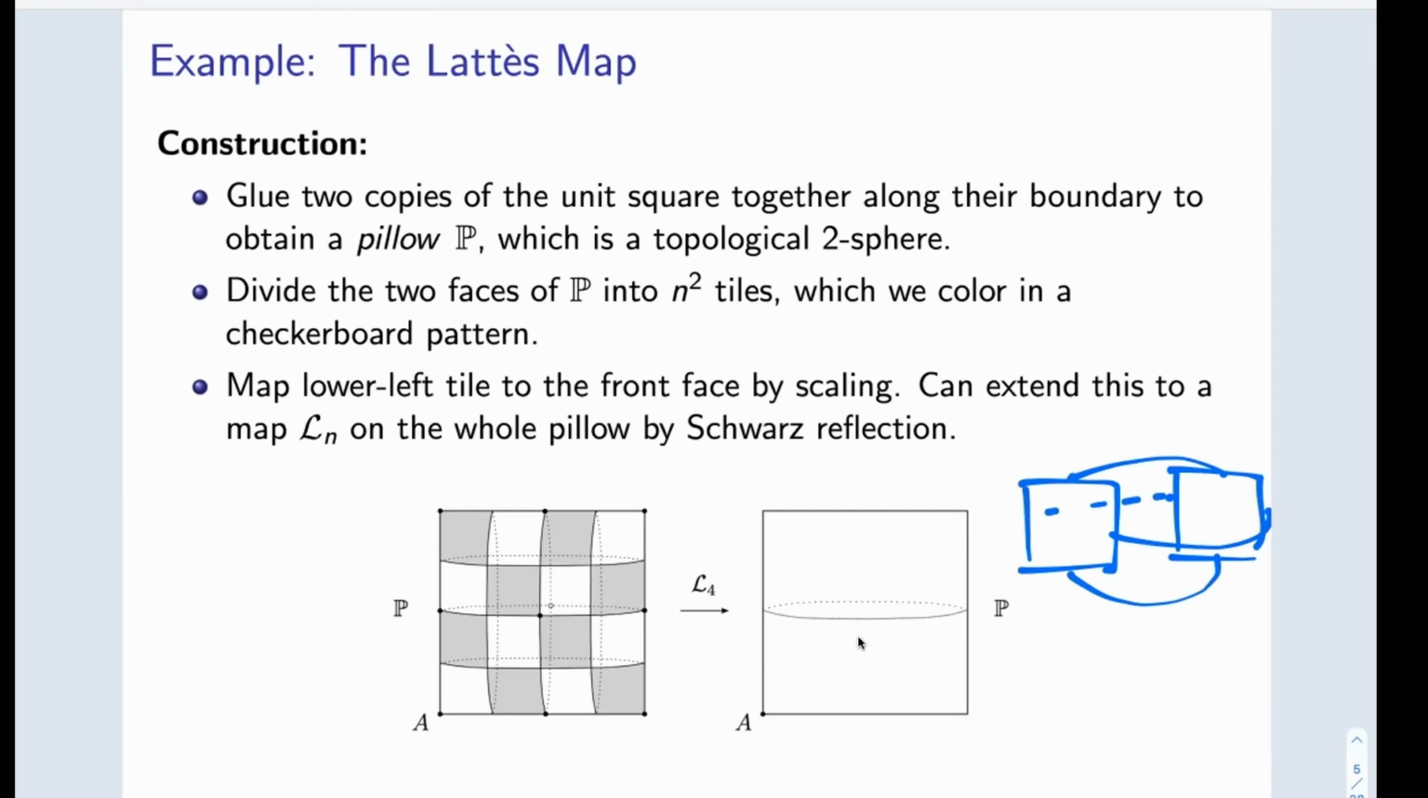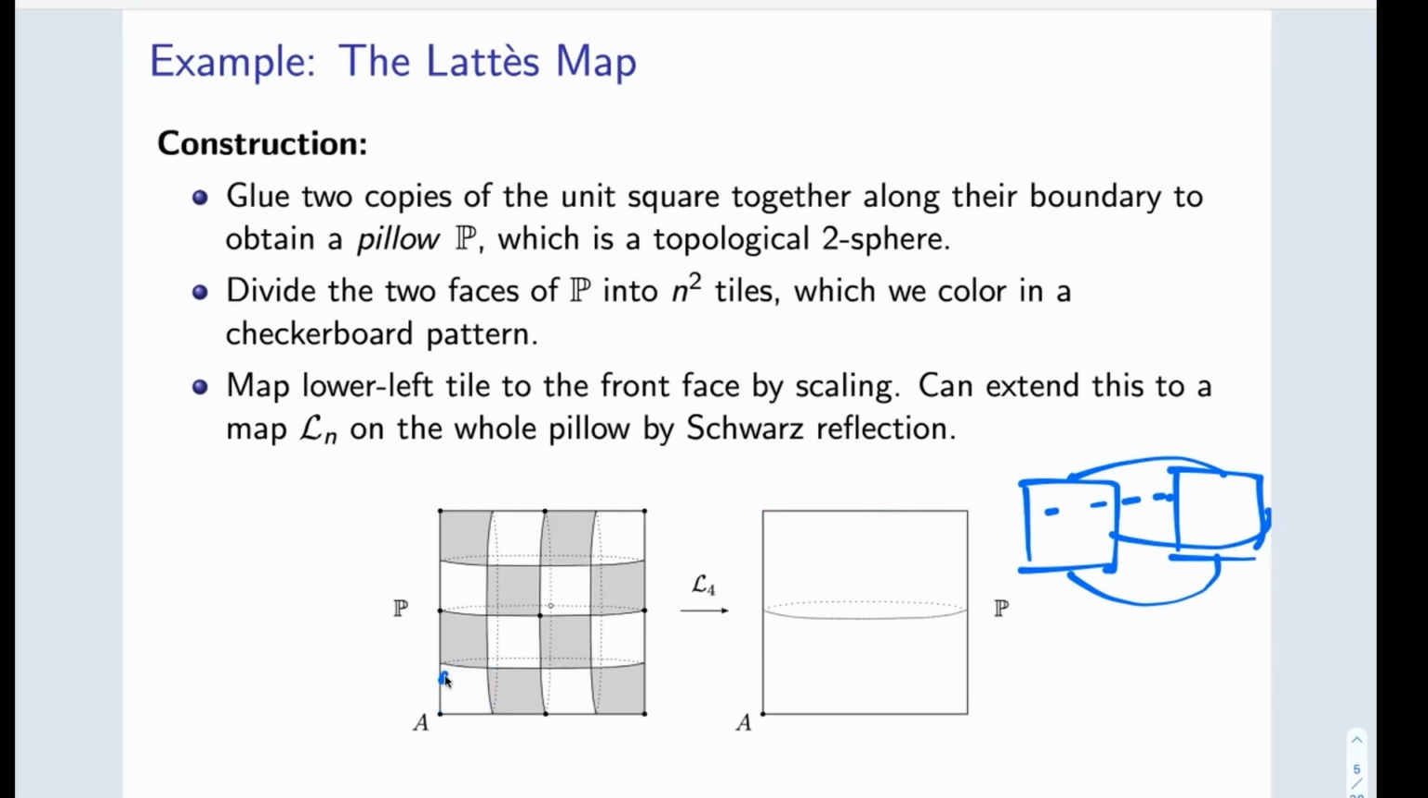And then there's a way that you can define a map by subdividing this pillow. The way that this works is, we start off, let's say, in one small corner, right? And we imagine a map F that scales this corner up to the entire thing, let's say, just by dilation.